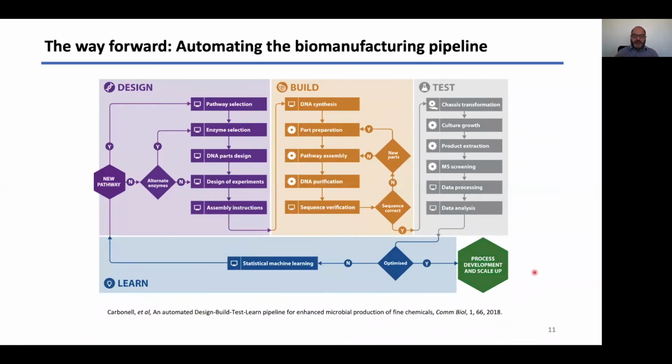The way to achieve this is by automating the full biomanufacturing pipeline. What you can see here is this workflow where all the different tasks that are involved in the design, build, test, and learn stages of the pipeline have been identified, like pathway selection, enzyme selection, DNA parts design, design of experiments, assembly for the design, and then we move into the build, where we perform the DNA synthesis, the part preparation, assembly, purification, sequence verifications.